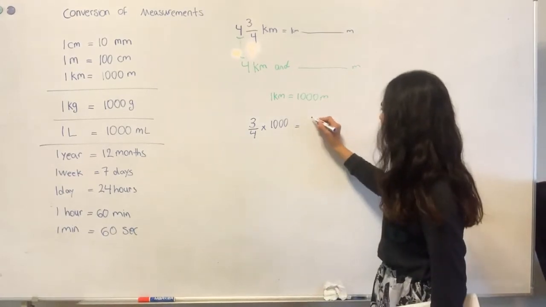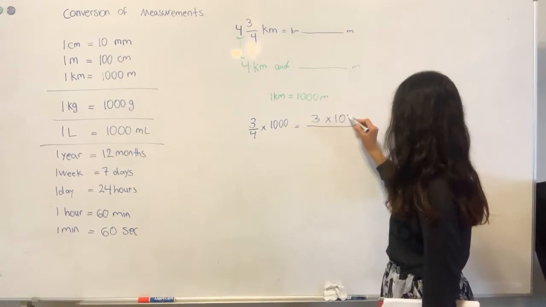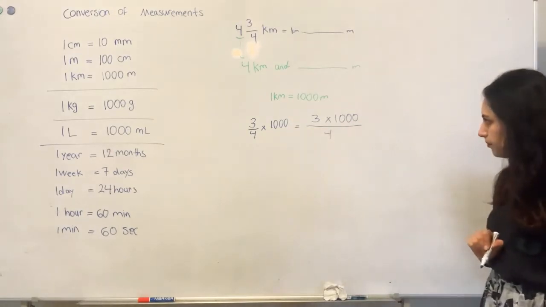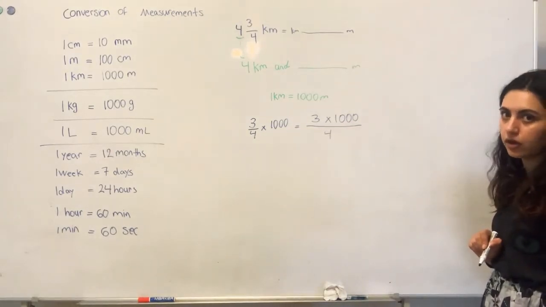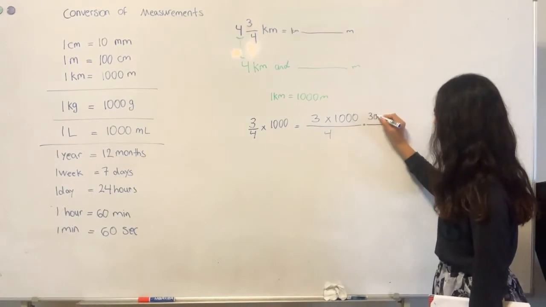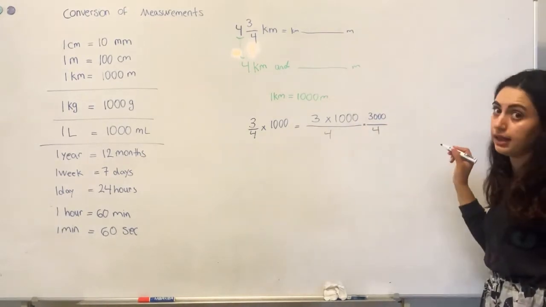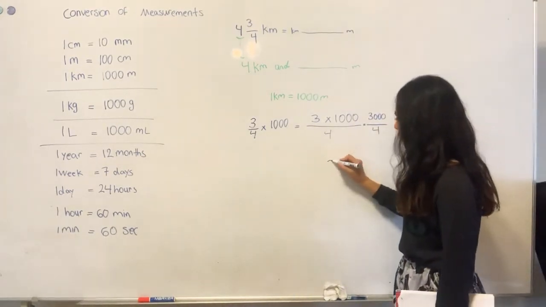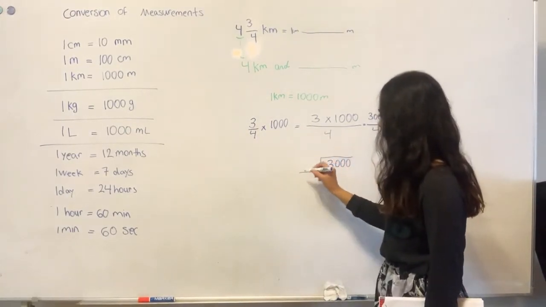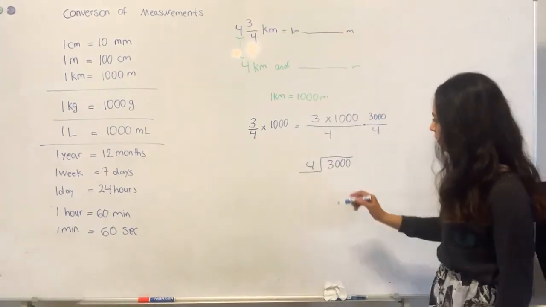equals to 3 times 1,000 divided by 4. Correct? Equals to 3,000 over 4. Then we need to simplify it. 3,000 divided by 4. This will be a good practice for us for division as well.